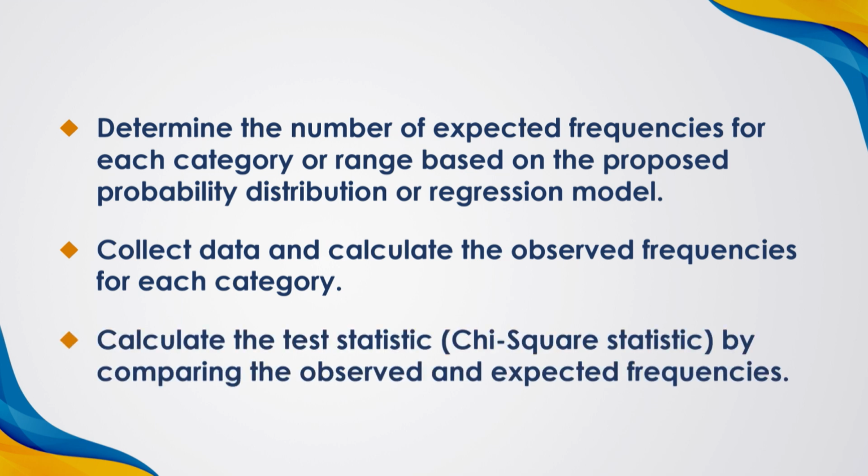Then calculate the test statistic, the chi-square statistic, by comparing the observed and expected frequencies. Here you have been calculating the expected frequencies through the probability distribution or through the regression model, but you need to go for the comparison with respect to them based on the chi-square statistic.